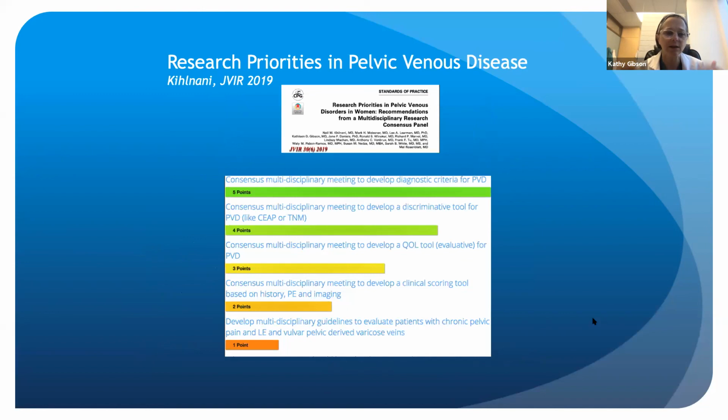So this is a layout of what the top 5 priorities were. And what I'm talking to you about today with the SVP is what I've been really involved with, and Neil has as well if he's still on the talk. This priority was to develop a discriminative tool for pelvic venous disorders, somewhat like the CEAP classification for superficial veins in the leg, or the TNM classification that is used for cancer.